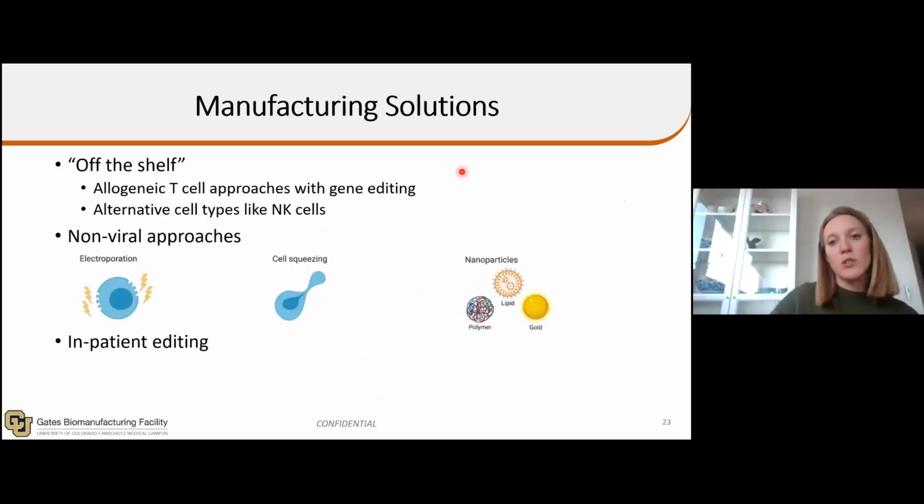So some solutions that are being developed, there's an idea of creating an off-the-shelf product. So it'd be great if you could just grab a vial and have CAR Ts that could work. So people are coming up with engineering approaches that would allow the T cell to be used not within the individual patient, but in anyone. And so you have to edit certain aspects of the T cell so that they don't attack the person you're putting them into. And then there's a possibility of using alternative cell types, and I'll get into that a little bit with our collaboration with NKarta.